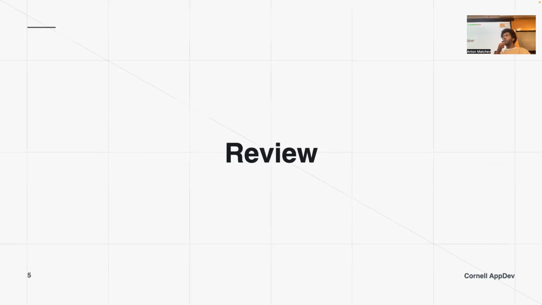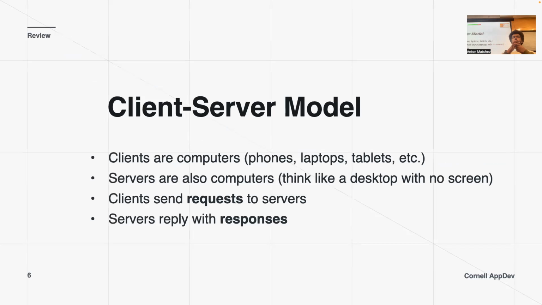So now to go on to a review. 2 weeks ago, we talked about the client server model. Clients, if you remember, are the things people use: computers, mobile phones, video game consoles, stuff like that. And servers are also computers, but they're the things that serve the client's content and data. So they're often some company server house or server farm somewhere.